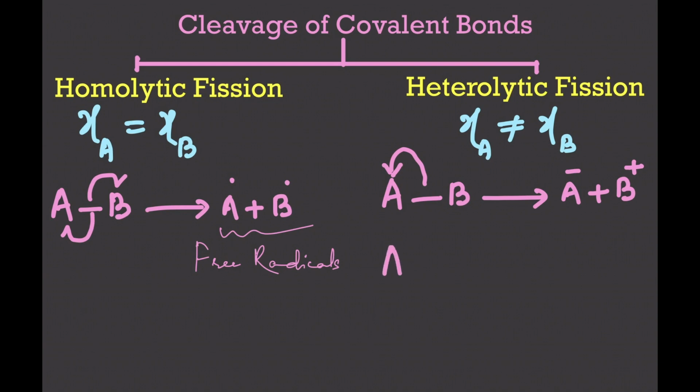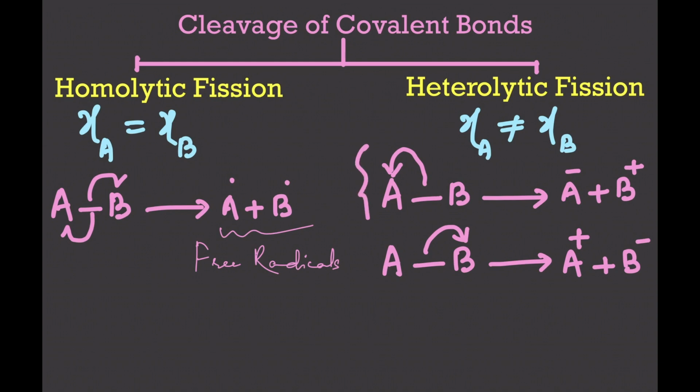Coming to case 2, if electronegativity of atom B is higher than electronegativity of atom A, then the 2 electrons will shift towards B and B will leave taking the 2 electrons, and this results in the formation of a positive charge on A and a negative charge on B.